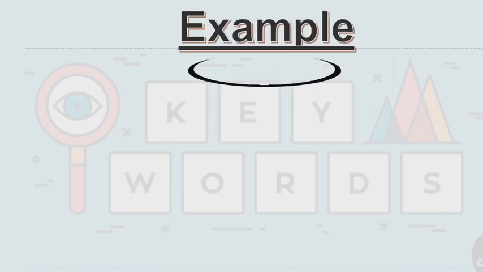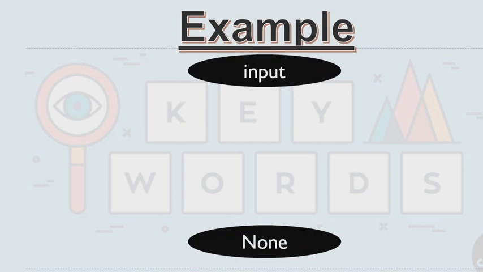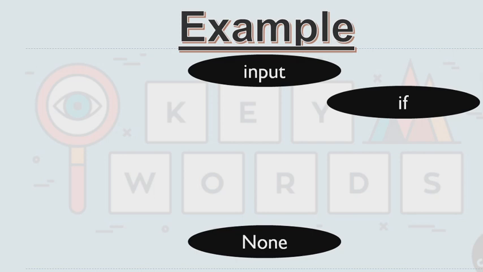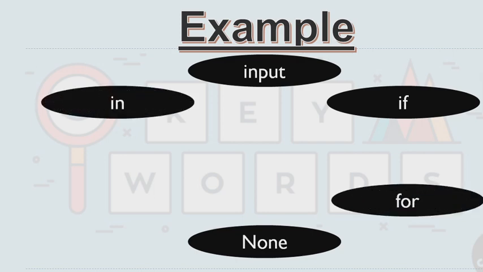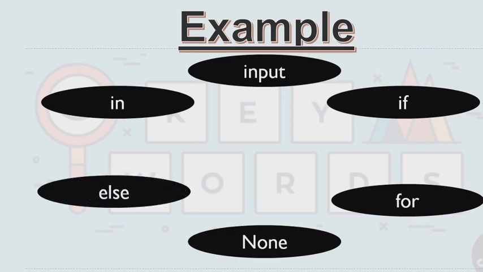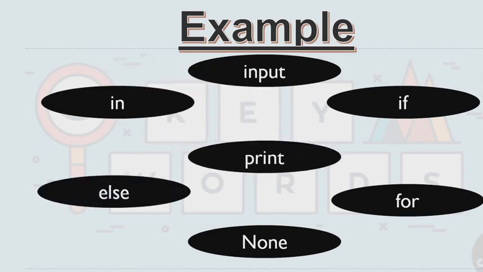Now let's see the examples of keywords. Input is a keyword, None is another keyword, if is a keyword, then for is a keyword, in is also a keyword, else is a keyword, and print is a keyword. These are some keywords from the language Python. That means these words are used for a specific job. That job is predefined by the programming language Python, and we cannot use these words for any other purpose.